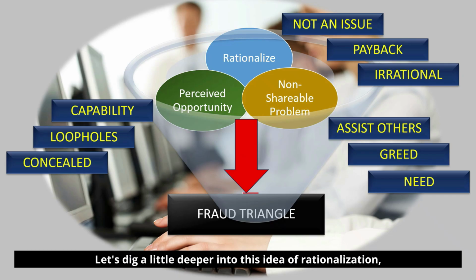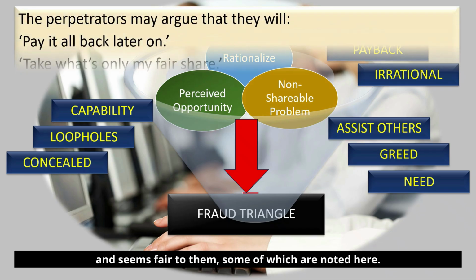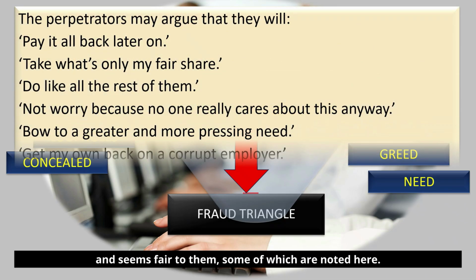Let's dig a little deeper into this idea of rationalisation, which means an illegal act can be made to appear legitimate in someone's mind. A dangerous threat is when normally good people go bad, but feel they're justified. They rationalise their actions in their own mind because of many reasons that make sense and seem fair to them, some of which are noted here.